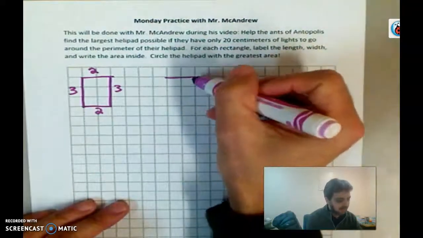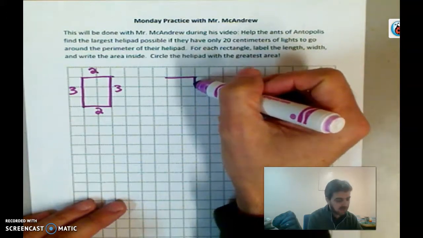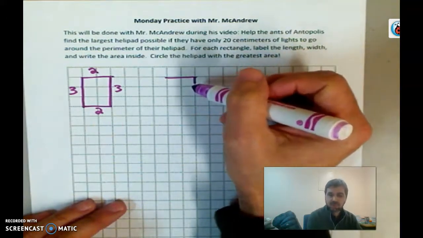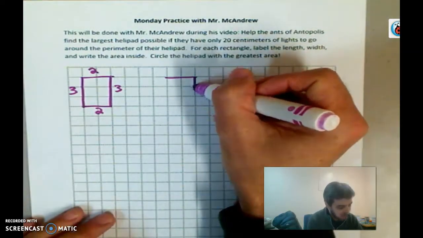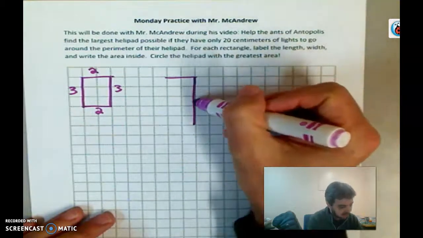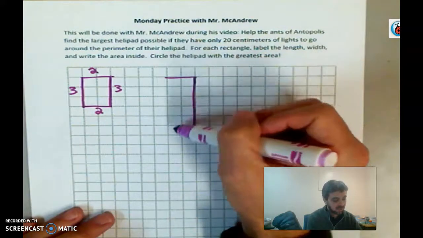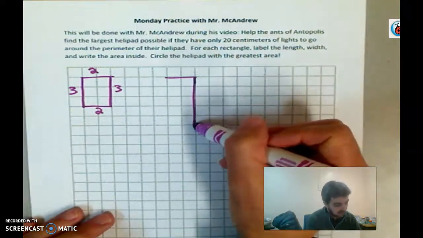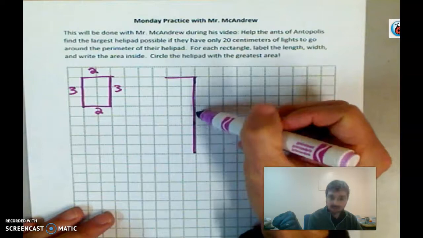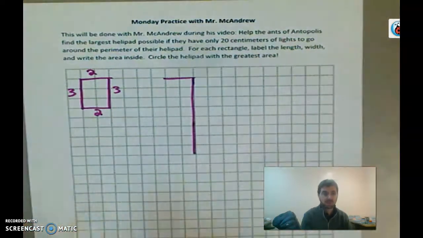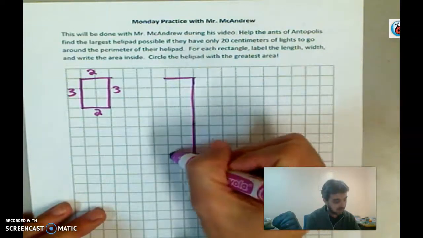What if my helipad has a width of 2? Then how long does the length have to be to make the perimeter 20? You have to think this through. You might make some mistakes. For example, if I went down here, that's 1, 2, 3, 4, 5. So 5 and 5 would make 10, plus 2 and 2 would make only 14. So let's make it bigger. Now it's 1, 2, 3, 4, 5, 6, 7, 8. 8 and 2. So 2 plus 8 is 10. If I double 10, that does give me 20. Let's see if that works.